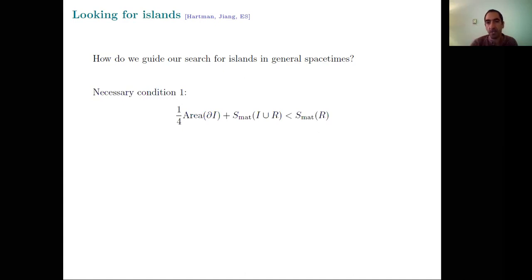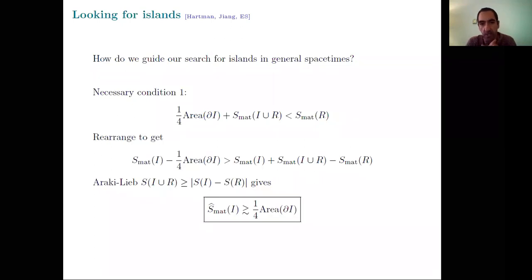But we want to massage this into a condition just on the region I, because that's the thing that's helpful. That's what you would use if someone handed you a space-time and said, are there islands here? You'd want to just think about the island region I, because the region R could be anywhere. It could be a disconnected space-time or the same space-time. So we rearrange it a little bit. We add the matter entropy of I to both sides and move terms over. And then the Lieb-Ruskai inequality applied to this right-hand side tells us that this left-hand side is positive and gives us this.